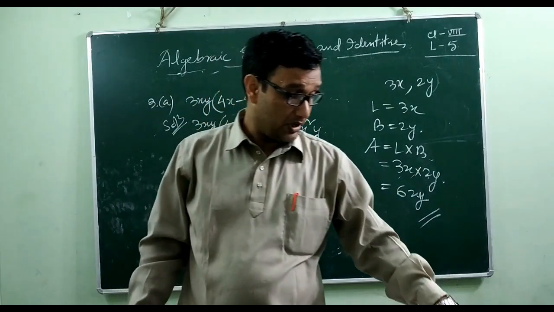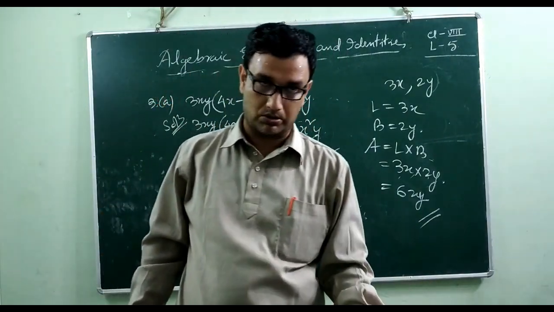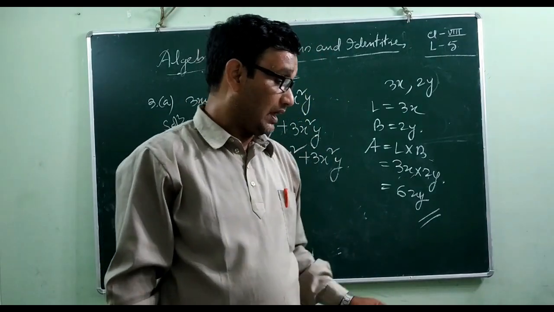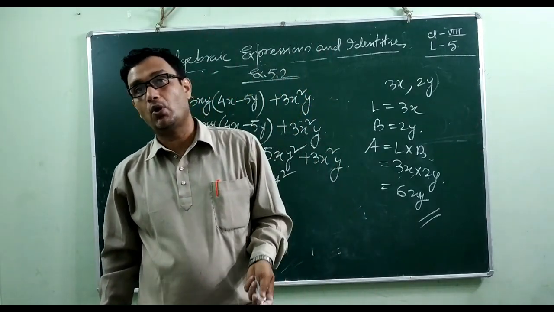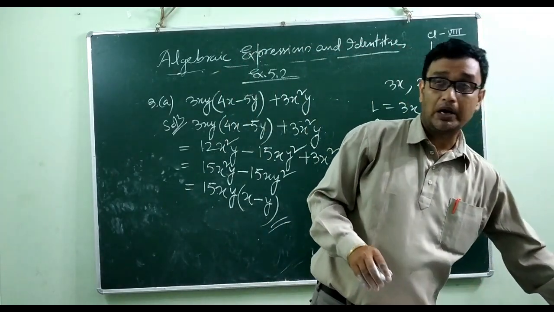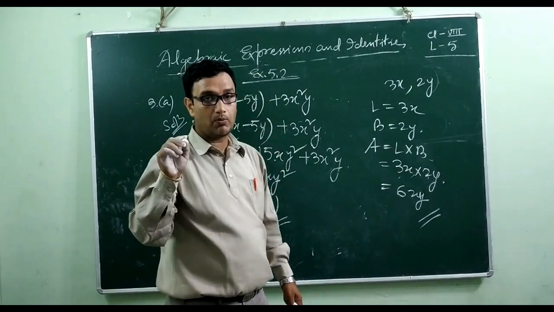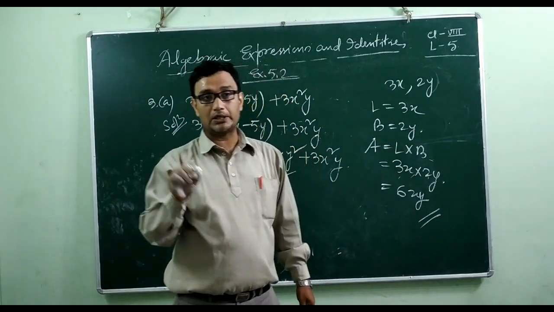Question number 5: find the volume of a rectangular box whose length, breadth and height are given. We know the volume of a rectangular box formula is length into breadth into height.